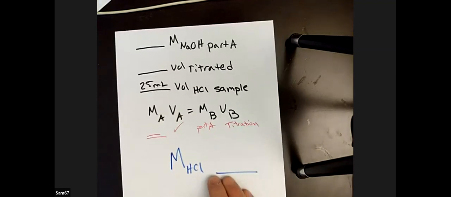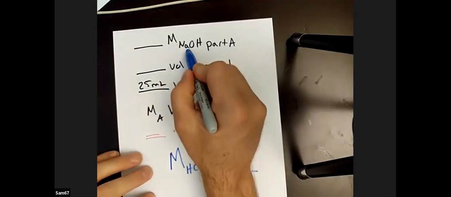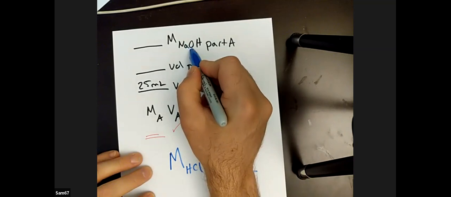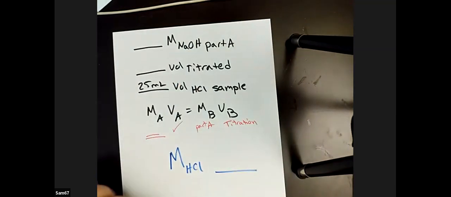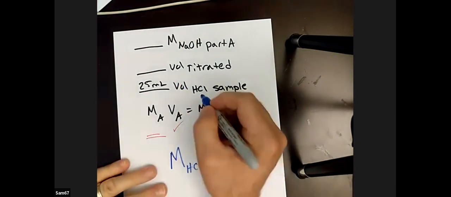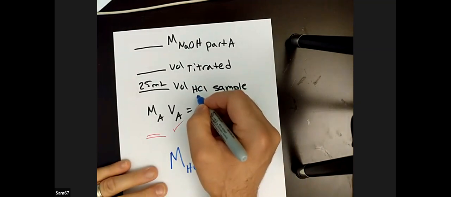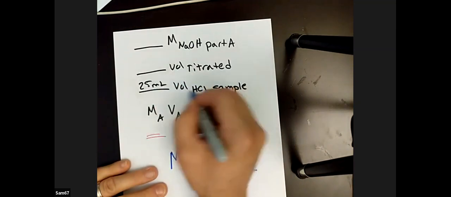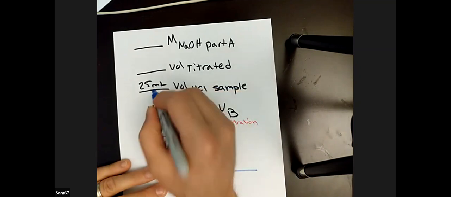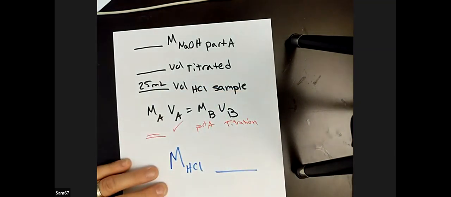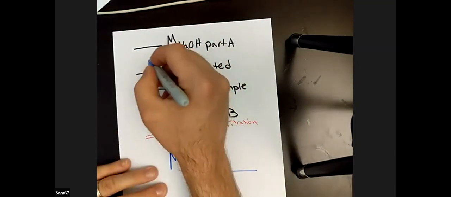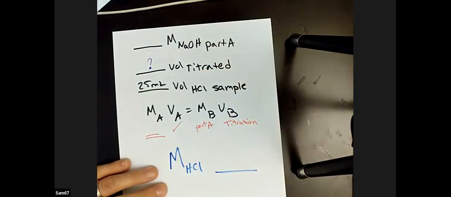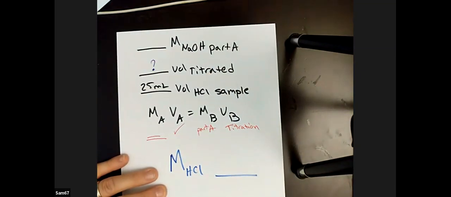Okay, for part B, we're going to know now the molarity of the sodium hydroxide from part A. Each one of your samples in part B for the acid, for the HCl, is 25 milliliters. So again, the only real question here is the volume that you use to titrate. How much did it take to reach the endpoint?